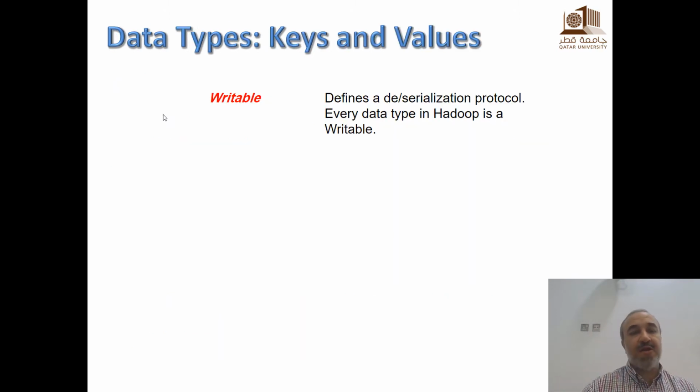Okay, now let's talk a bit about some of the data types. There is a data type called Writable. Every key and value in Hadoop has to implement Writable. It has to implement that interface. That interface will define how the data is serialized and deserialized, how the data is read and how the data will be written. So it has to be of that type. All the input and the output has to be of that type.